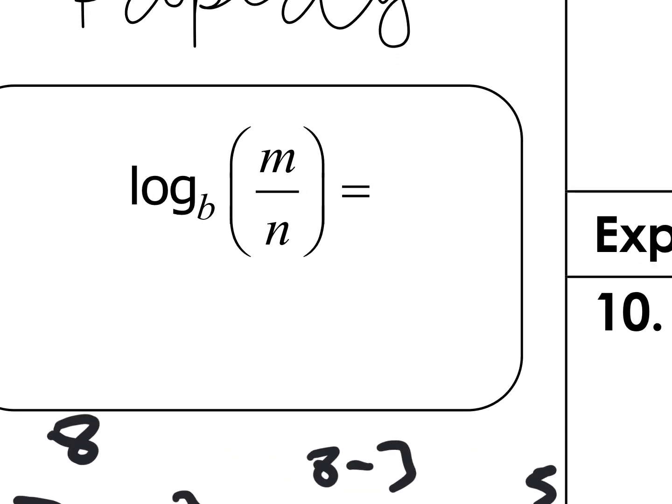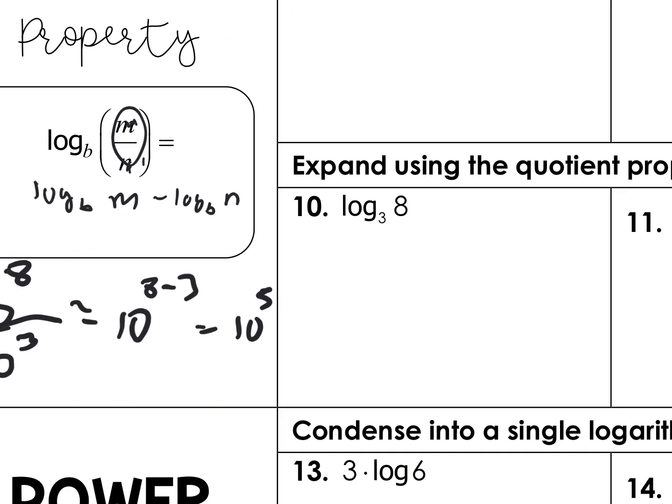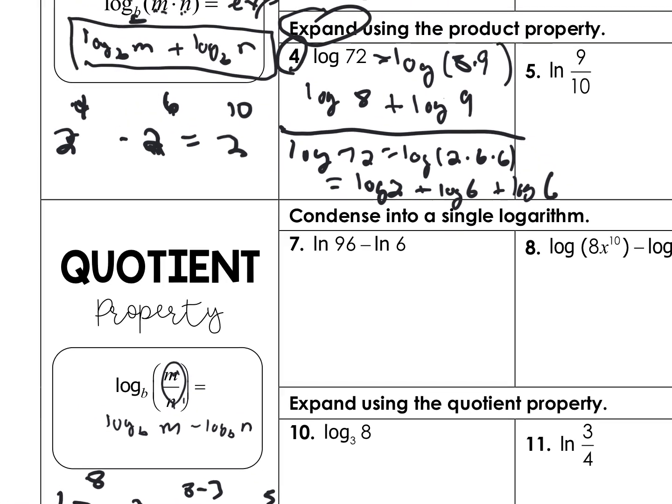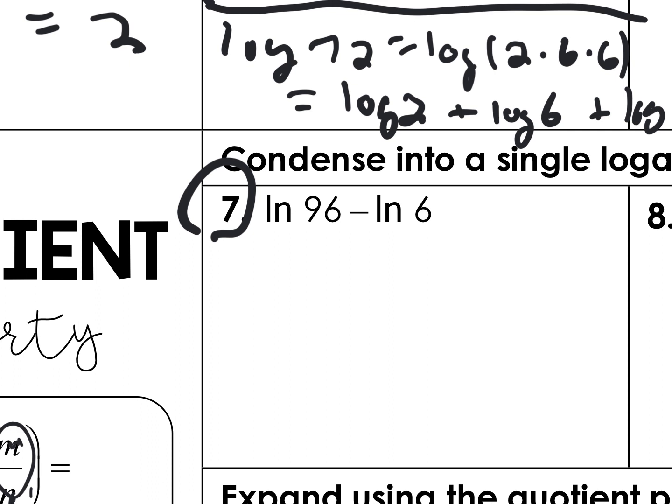Well, guess what I'm doing here? I'm dividing. So that must mean if I want to turn this into an expanded log, I keep the base, log base b of the m, but now I don't add. I subtract log base b of n. Because I'm dividing. In one log, if you're dividing, you can break it apart into 2 logs of subtraction. Let's try one. Let's do number 7. I'll circle that as mine. All right. They're already subtracted.